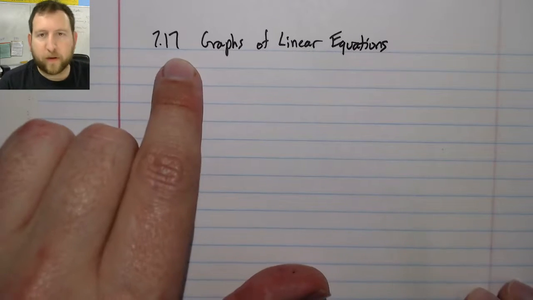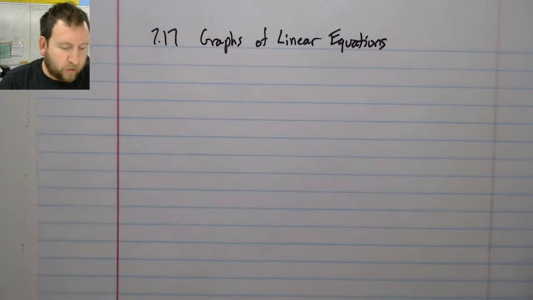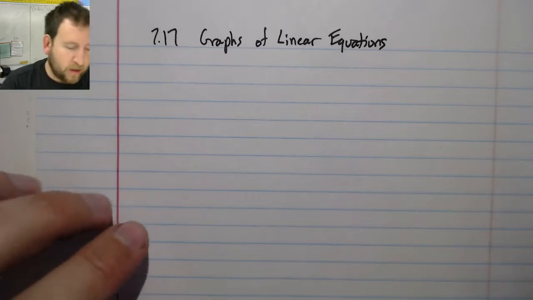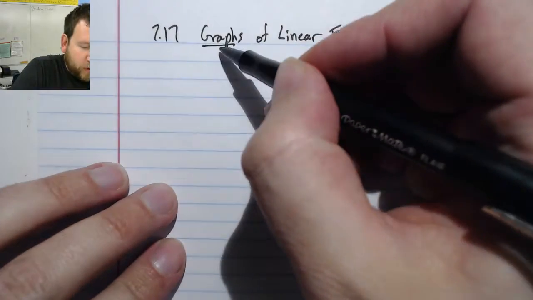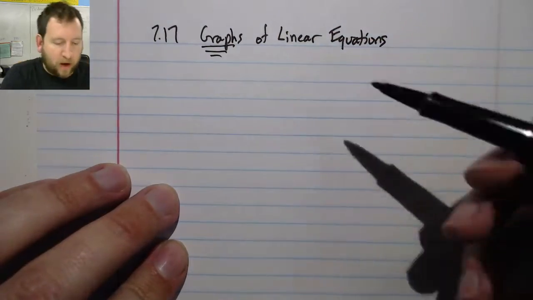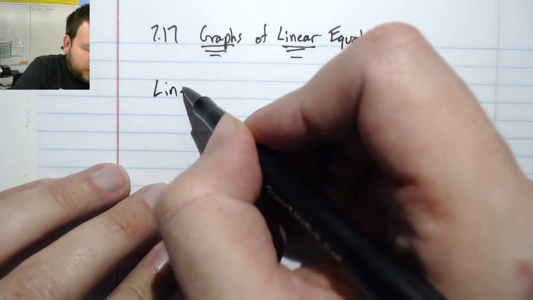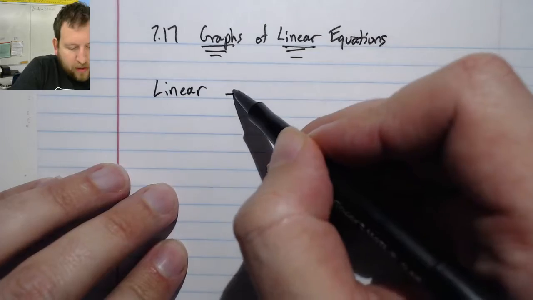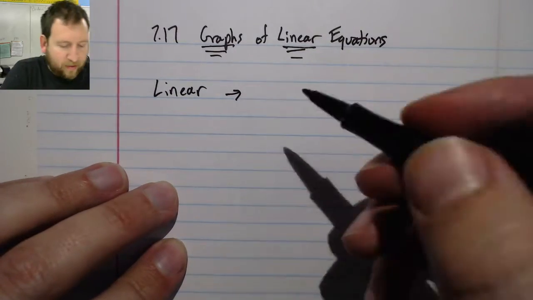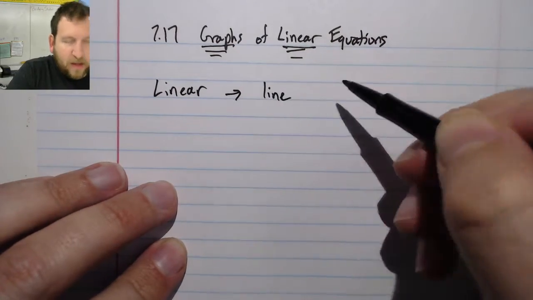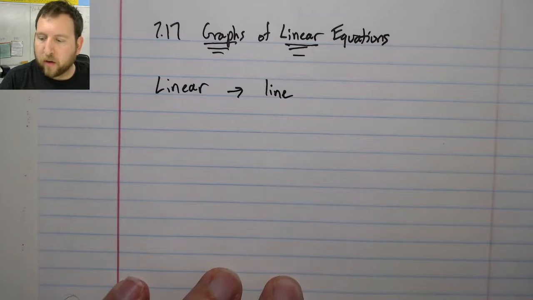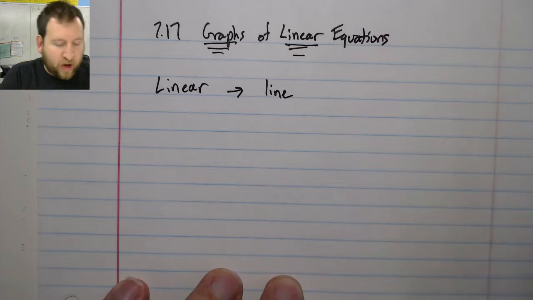All right, we're going to continue on with section 7.17, graphs of linear equations. And the two big focus words are graphs, because we're going to be doing some graphing, and linear. Let's take a look at this word linear. The word that is kind of the root word of this is line. And that means that all of these graphs are going to be able to create a line.